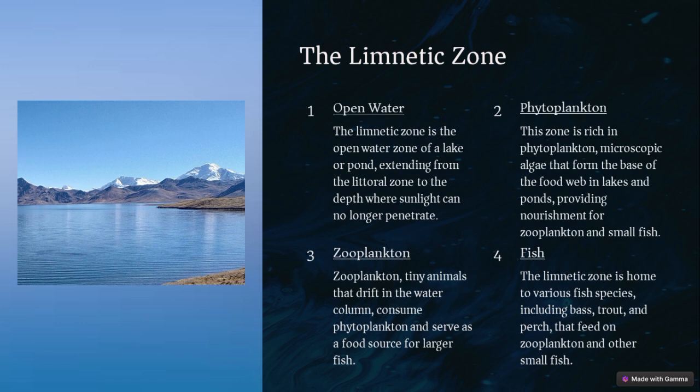Phytoplankton. This zone is rich in phytoplankton, microscopic algae that form the base of the food web in lakes and ponds, providing nourishment for zooplankton and small fishes. Zooplankton. Zooplankton, tiny animals that drift in the water column, consume phytoplankton and serve as a food source for larger fishes. Fish. The limnetic zone is home to various fish species including bass, trout and perch that feed on zooplankton and other small fishes.